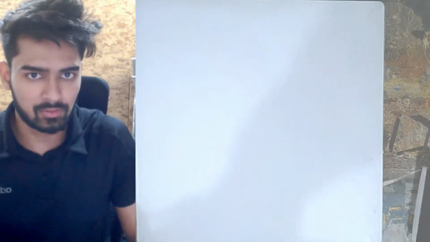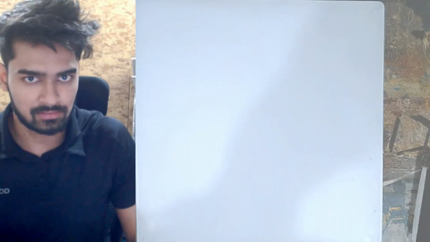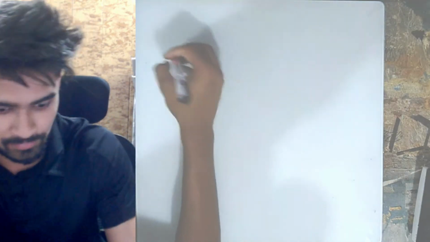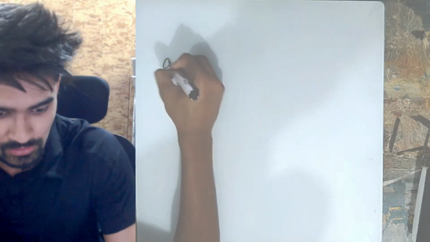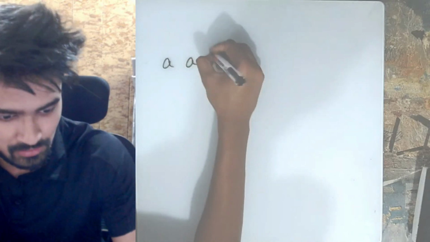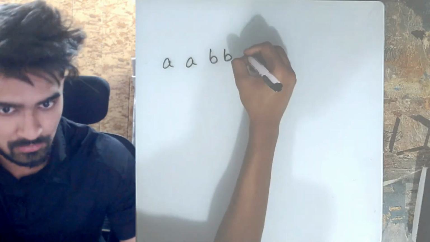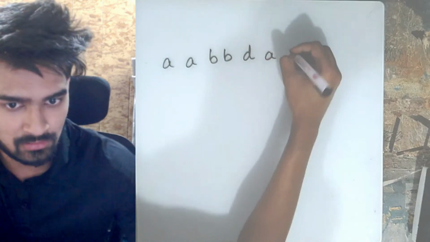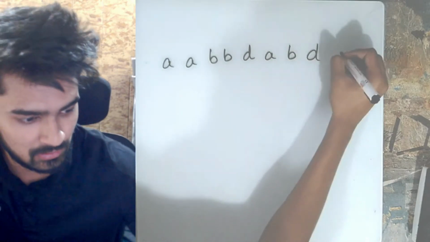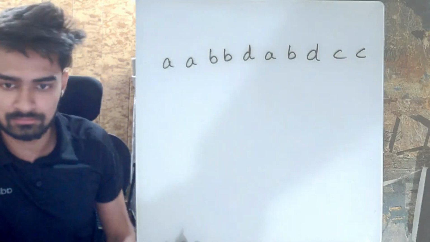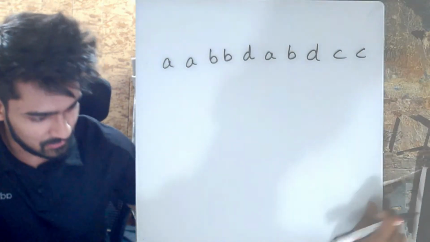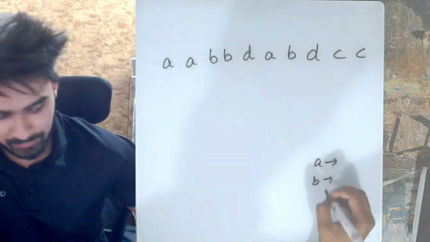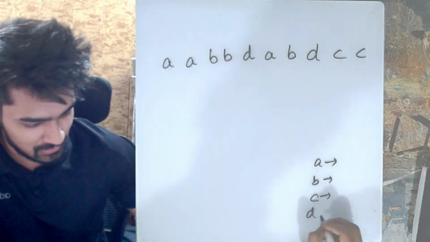Let me write down the test case again. So the test case was what? We had A, A, B, B, D, A, B, D, C, and C. And let's say we keep track of when was the last time we had an A, when was the last time we had a B, when was the last time we had a C, and when was the last time we had a D.